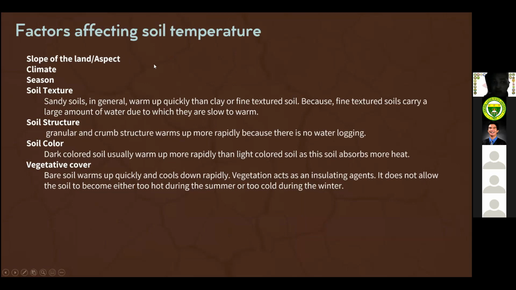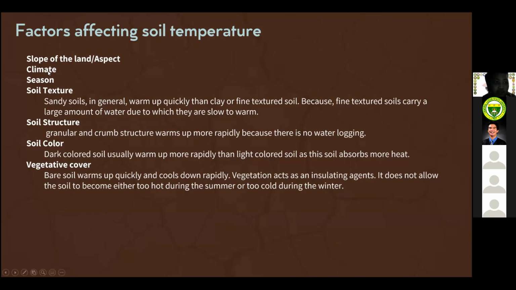So of course, 'di ba, yung minsan kapag higher elevated yung area, so elevation, mas cool yung climate. So mas malamig yung lupa natin. But in terms of aspect, 'di ba, kung saan nakaharap yung slope, doon naka-direct yung sunlight. So ibig sabihin mas exposed siya sa sunlight. So the temperature there is much higher.